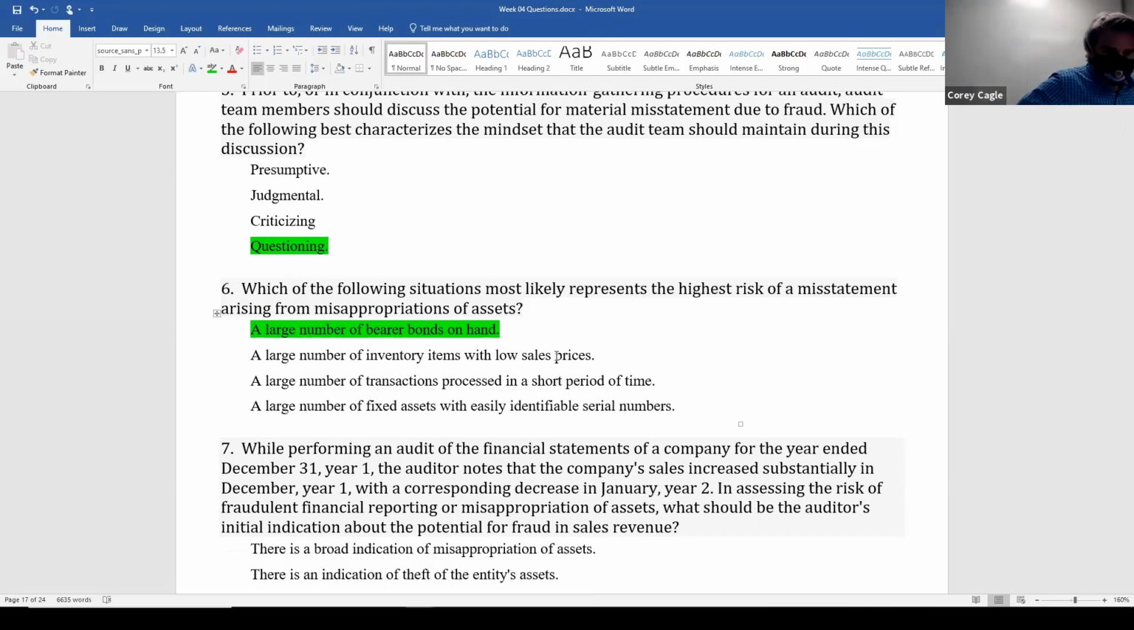Which of the following situations most likely represents the highest risk of misstatement from misappropriation of assets? We have to know what a bearer bond is to be able to really answer that. But a bearer bond is, whoever has it can spend it, right?